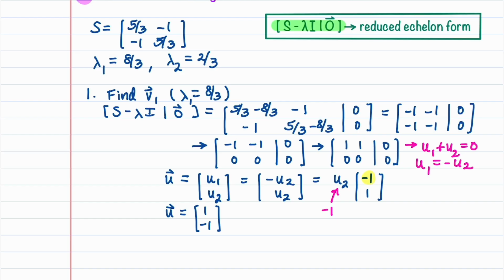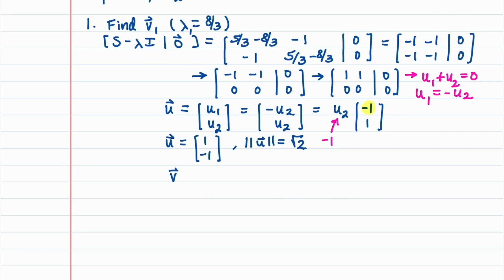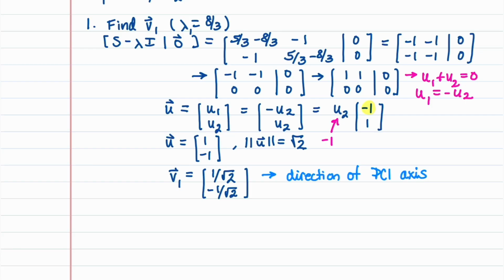Now we need to find its magnitude. The magnitude of U is just the square root of 2. So we can write down that our normalized eigenvector V1 is equal to [1/√2, −1/√2]. Eigenvector V1 is the direction of the PC1 axis. And this new axis is the line y equals −x, because our components have the same value and they're opposite in sign.